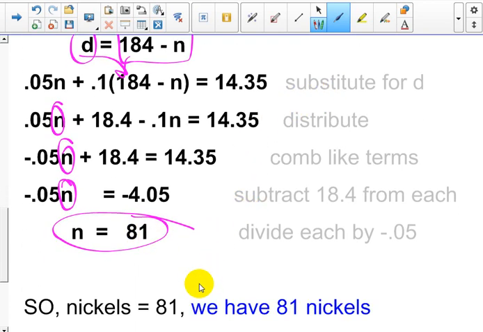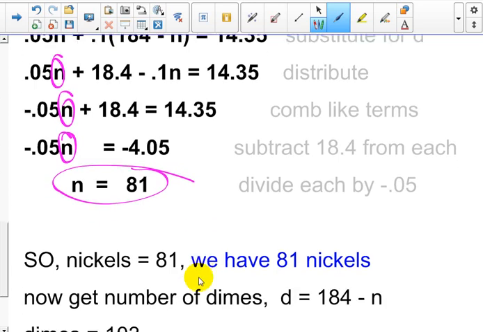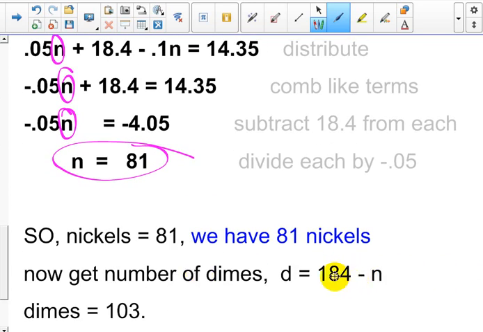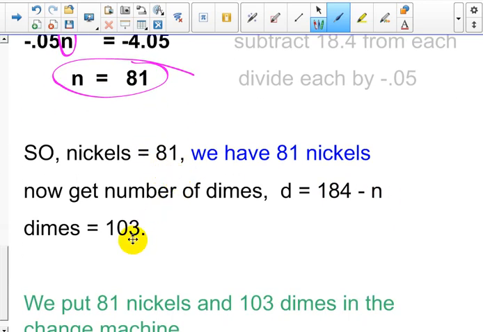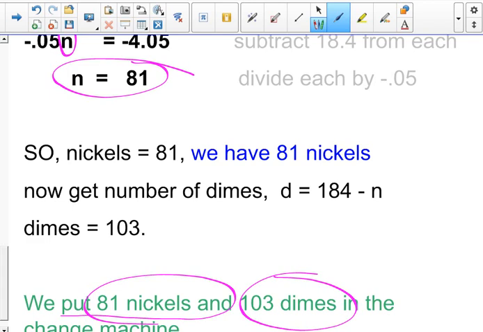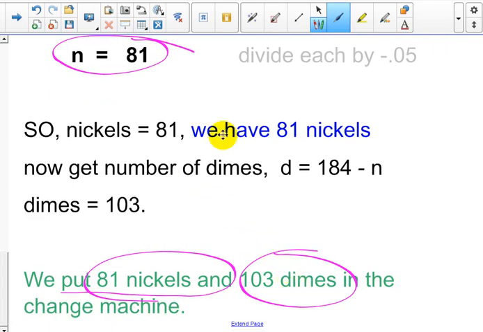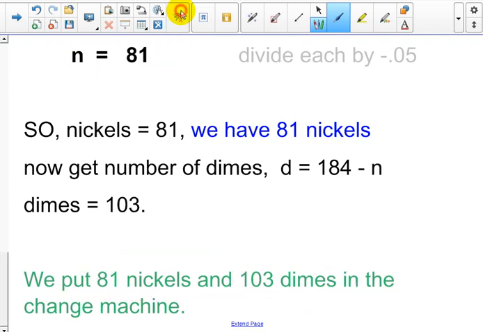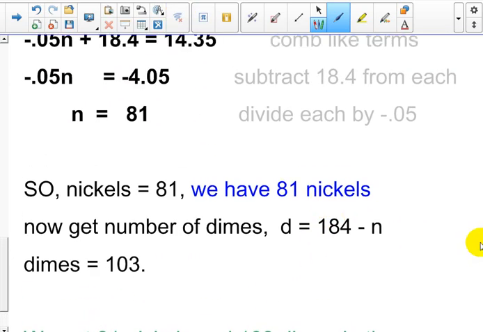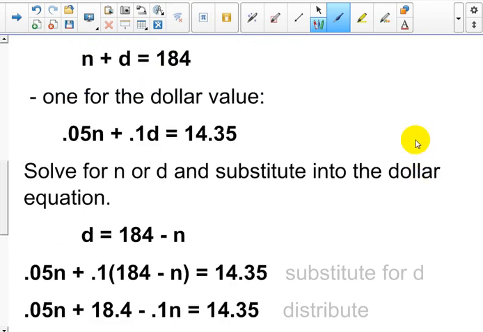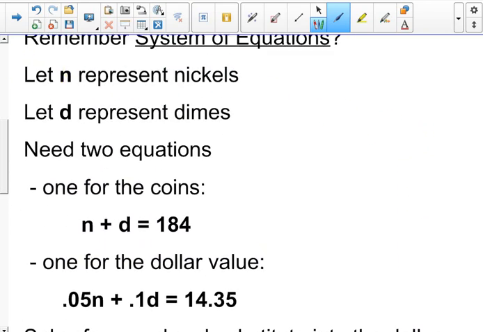So if we have 81 nickels, that means that the rest of those coins were dimes. So do 184 minus 81, and you get the number of dimes was 103. So you find out that you put 81 nickels and 103 dimes in the change machine. And that's how we used to solve systems. Today we're going to talk about how you can use matrices to solve systems of equations.